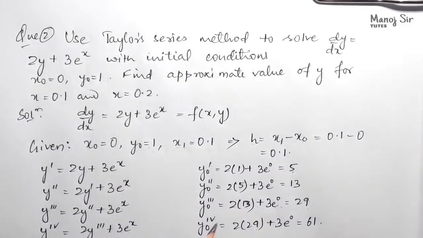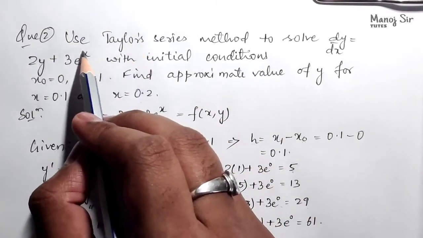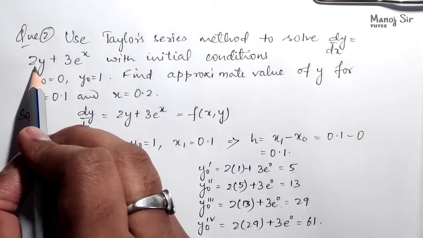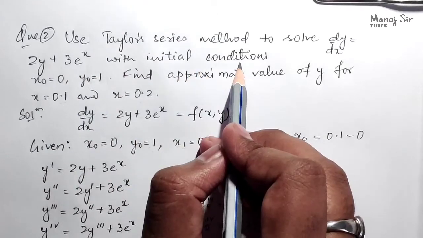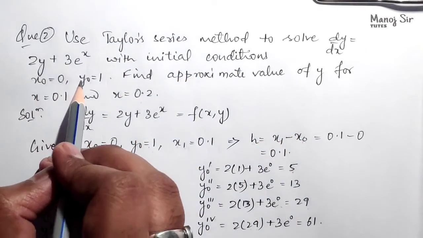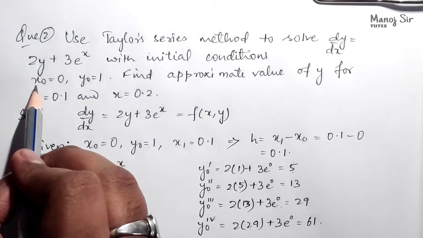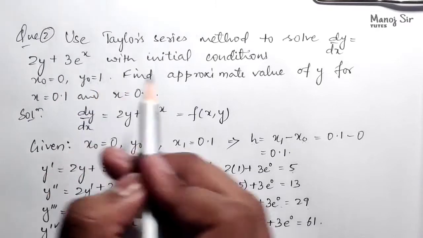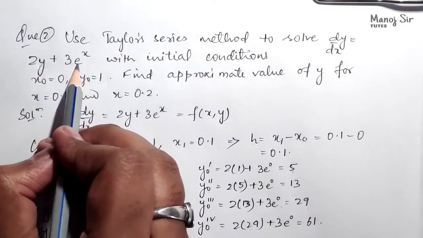Now we will solve the second problem on the topic, Taylor series method. Using Taylor series method, solve dy/dx = 2y + 3e^x with initial condition x0 = 0, y0 = 1. That is, at x0 = 0, y0 = 1, and dy/dx = 2y + 3e^x.